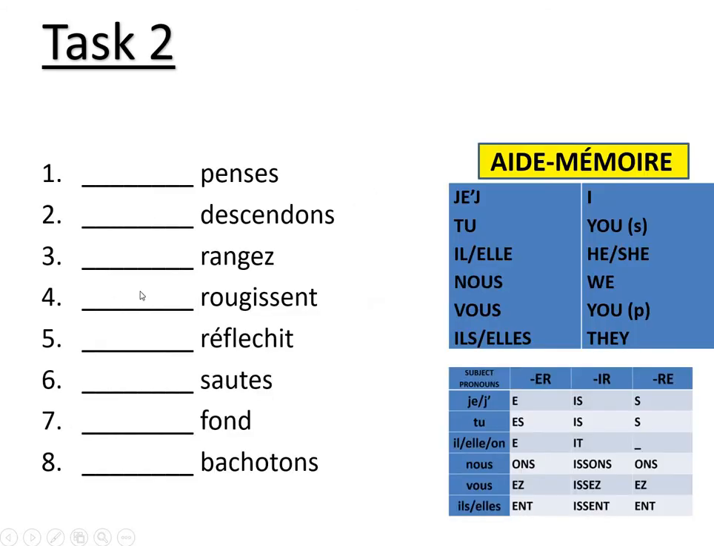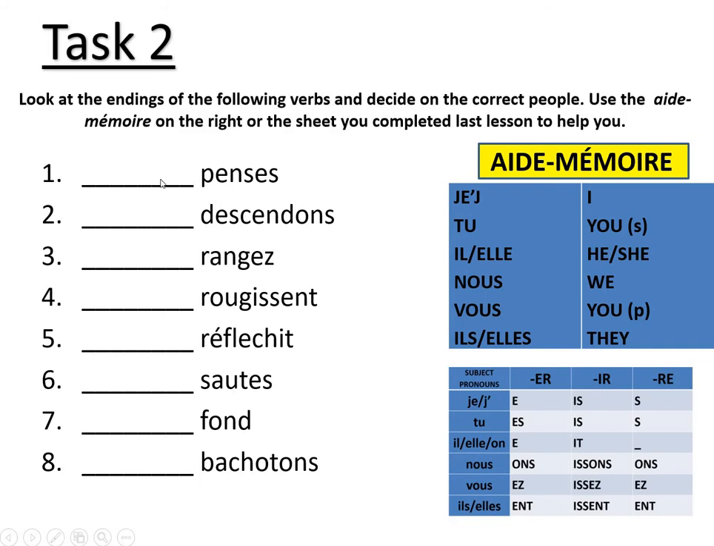Task 2, so in your books you can either, or on paper, just fill in the person that's missing, or you can do this on the worksheet and get rid of the line and type in the person that's missing. So look at this box here to remind you about the people, and look at these endings here, or you can use the work from last lesson to help you. So you're going to look at the end of this verb. It's already been what we call conjugated. It's already had the ending taken off and a new ending put on.